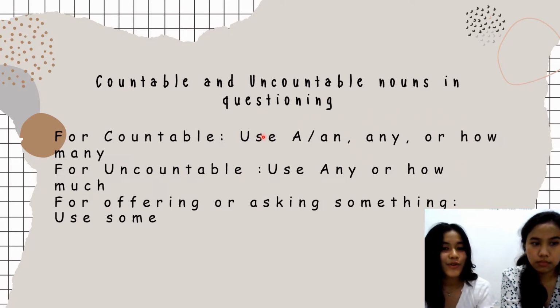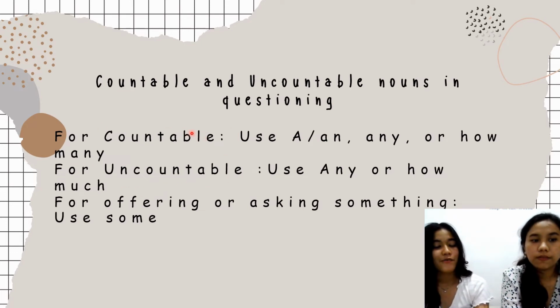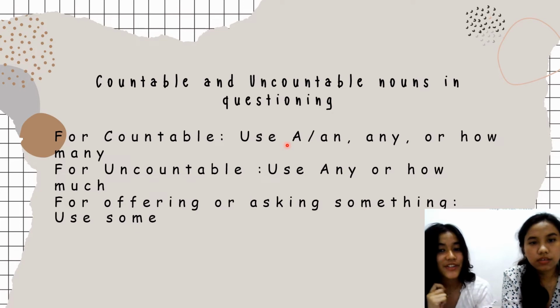Next, we can also use any or how much for questions using uncountable nouns. For example, is there any sugar? And how much orange juice is there?